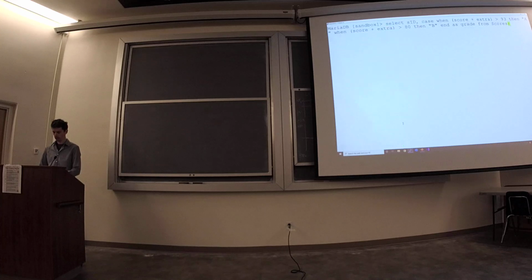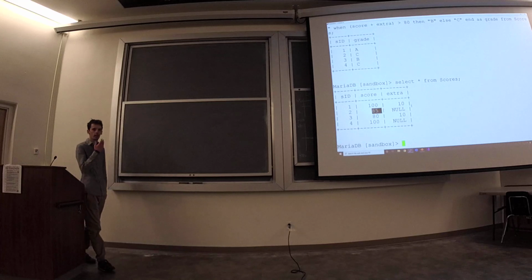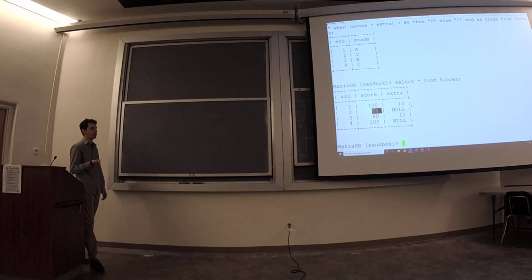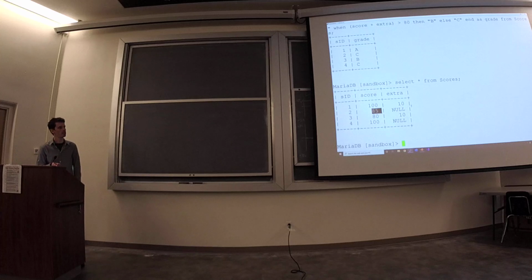Let me actually rewrite this query a bit and do an else, C. So anything below an 80 is a C. And then let me show you again everything from scores. So this is saying that this person got a C, even though they had at least an 85. Clearly that's wrong. This is the problem with 3-valued logic. 85 plus null is not something greater than or equal to 85. 85 plus null is some unknown value. So we give it a C.